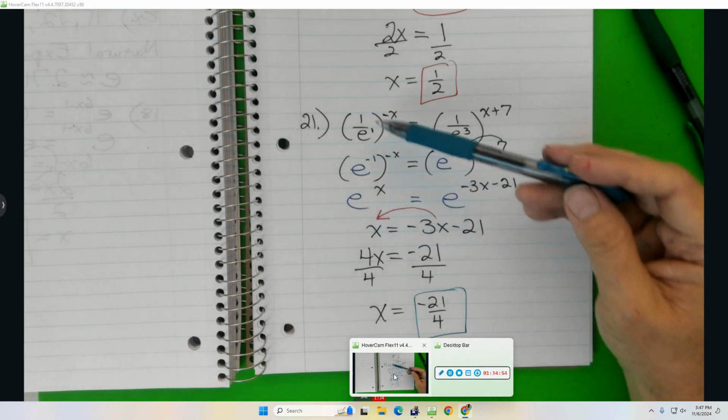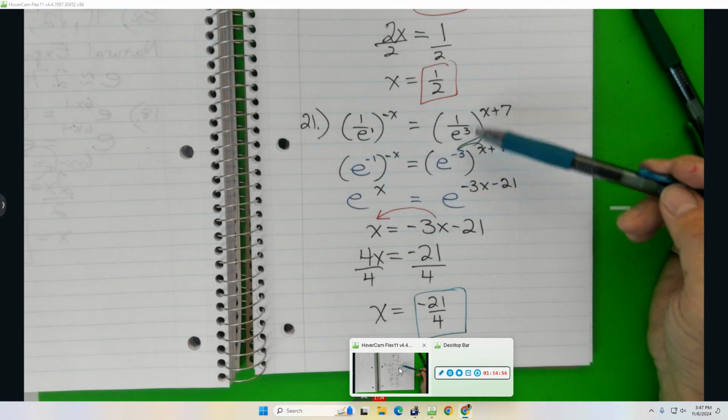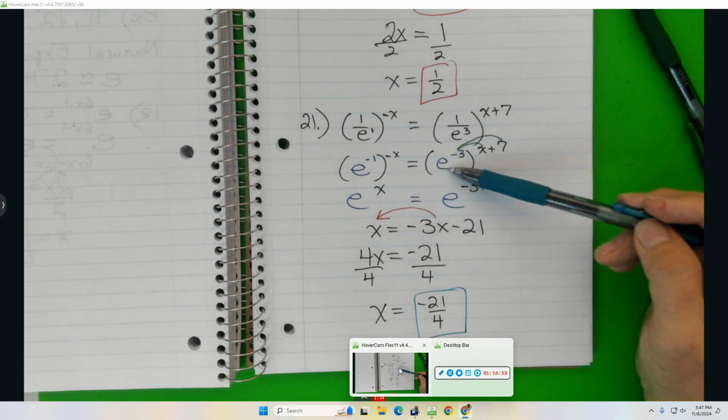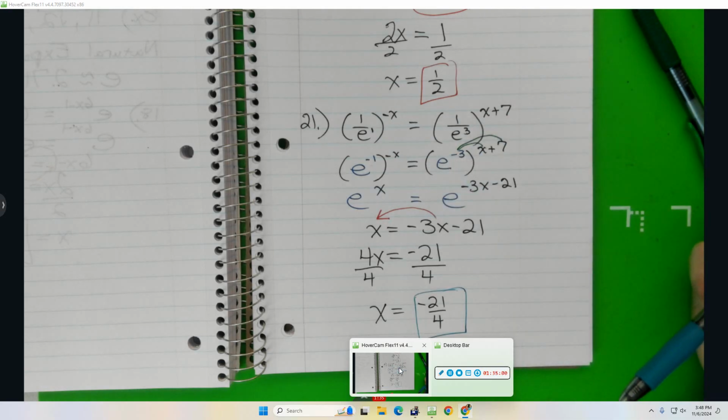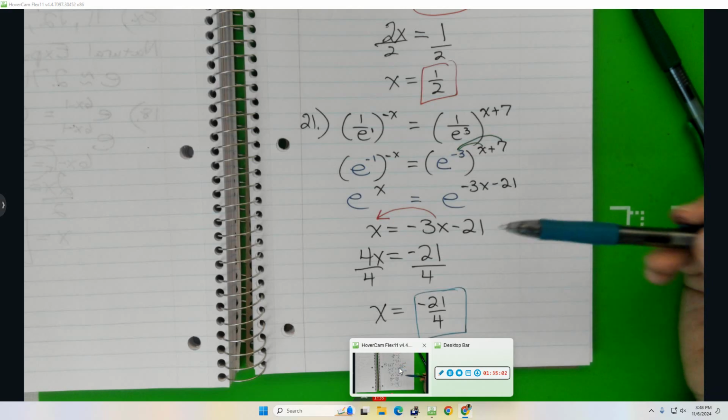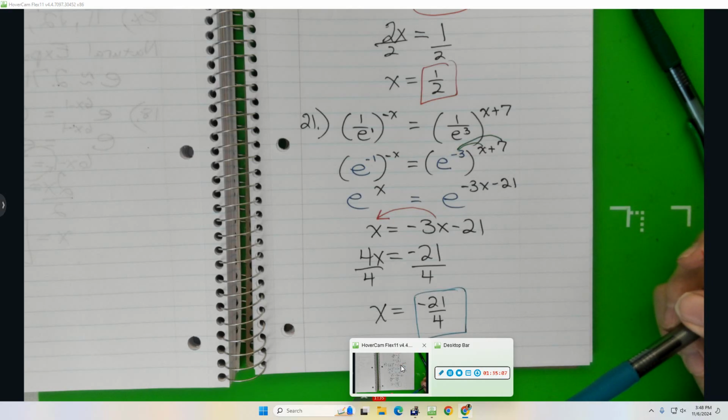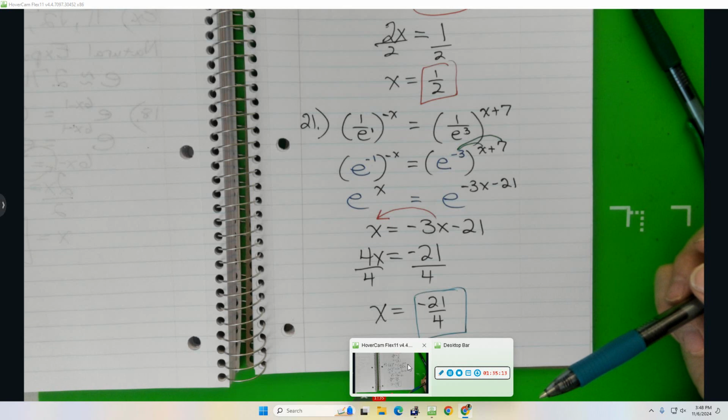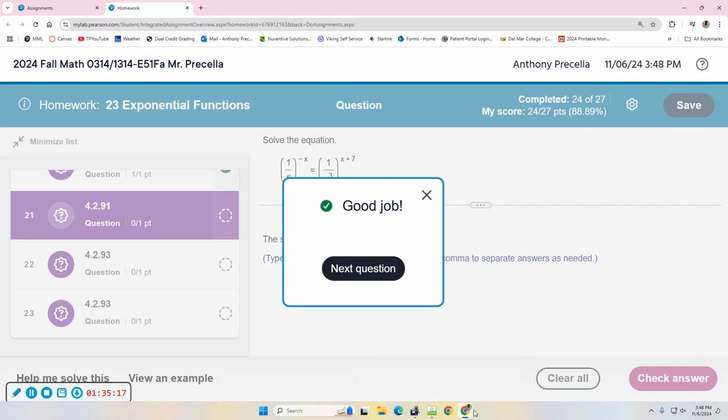Key was to get it written E equals E. And to do that, to get rid of that 1 over E and 1 over E cubed, you have to write it using negative exponents. But once you do that, it works out pretty nicely. Any questions there? Get rid of a 1 over, make the exponent negative. Negative, that's right. Just drop the 1 over and make the exponent negative. Okay, number 22.